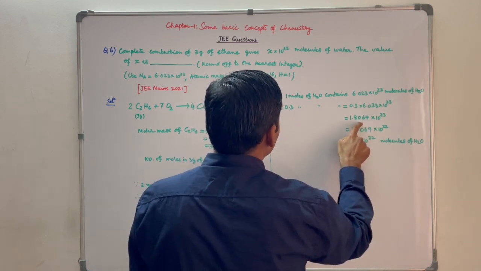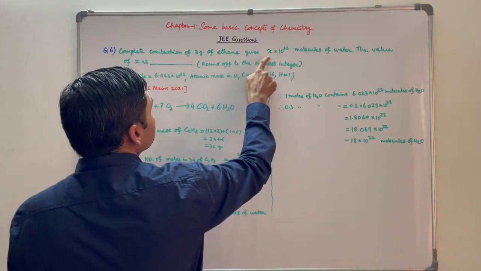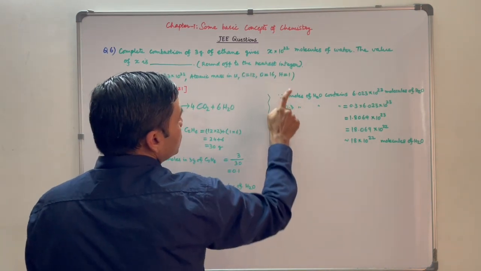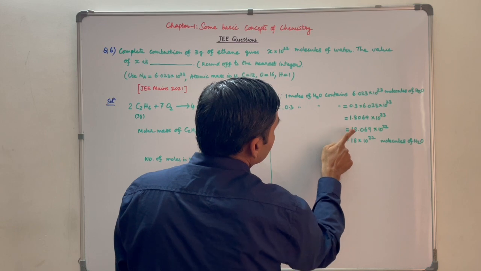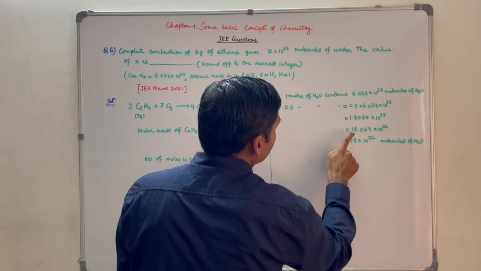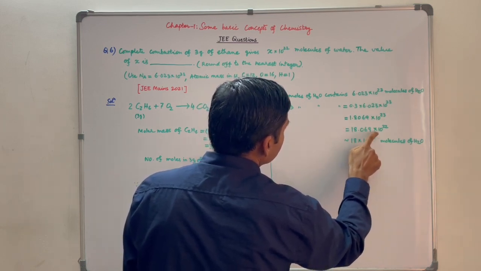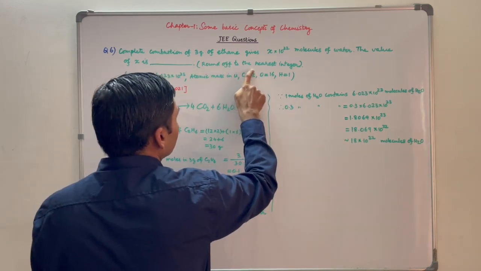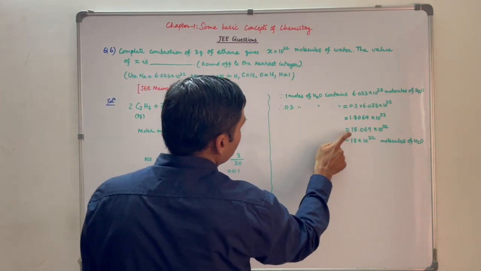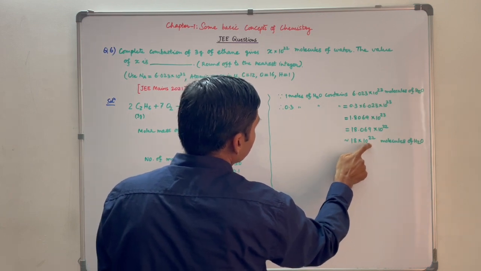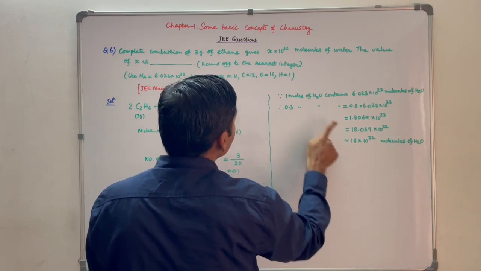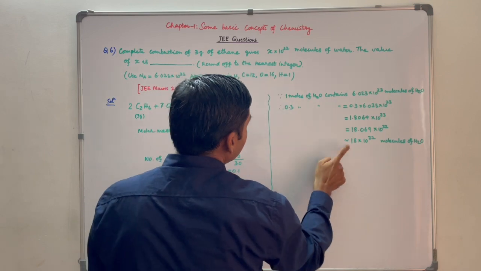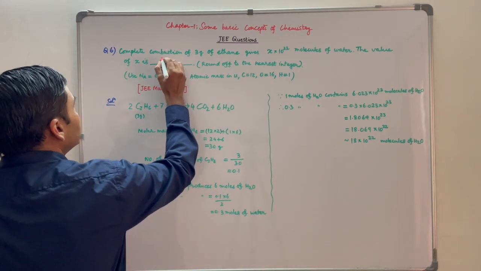We have to write the answer as x into 10 to power 22. So we will convert it to 10 to power 22. So it will be 18.069 into 10 to power 22. Now we have to round it off to nearest integer. So it will be 18 into 10 to power 22. Now compare this with this, x comes out to be 18. That is our answer.